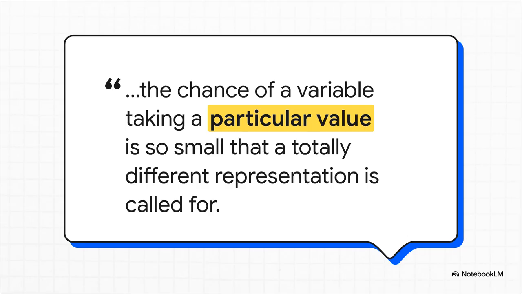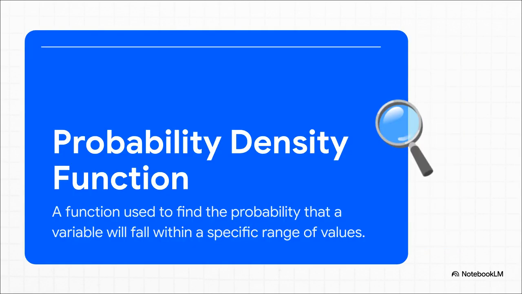And just like our source material says, we need a totally different way of thinking about this. If we can't ask about one specific exact value, what question can we ask? And here's the solution. It's called the probability density function, or PDF for short. We basically change the question. We stop asking, what's the chance of it weighing exactly this? And we start asking, what's the chance of it weighing between 1.01 and 1.02 kilograms? See? We start looking at ranges or intervals, not single points.